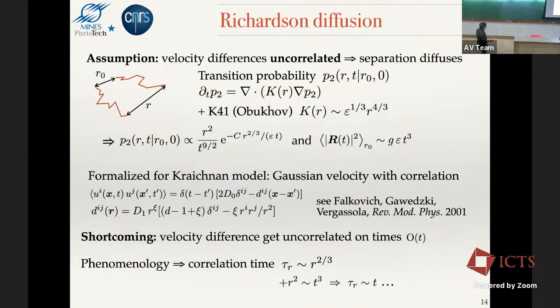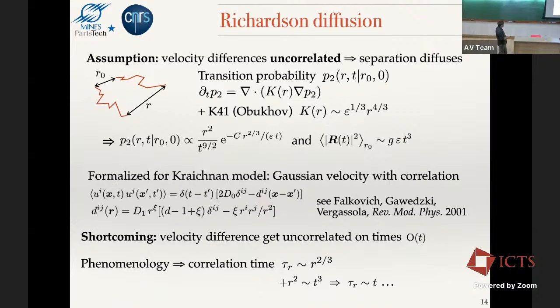So now, in this case, for this kind of flow, you can formalize the fact that the two-point transition probability follows such a law. Okay, so for the Kraichnan model, you can show that indeed you have this scaling form for the two-point transition probability at long times. So Richardson works in the Kraichnan model.